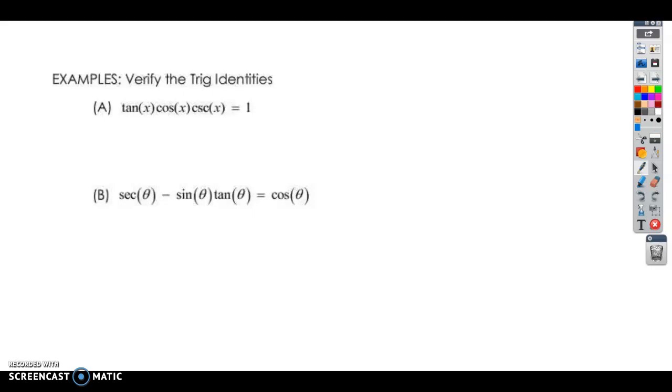Okay, so we're going to go ahead and start with A. And I see that I've got tangent times cosine times cosecant. So I probably first want to just write those out. We know that the tangent is the sine over the cosine. So I'm going to first rewrite the tangent as sine over cosine. And again, when you try something, you don't necessarily know if you're moving in the right direction. And the cosecant is the reciprocal of sine.